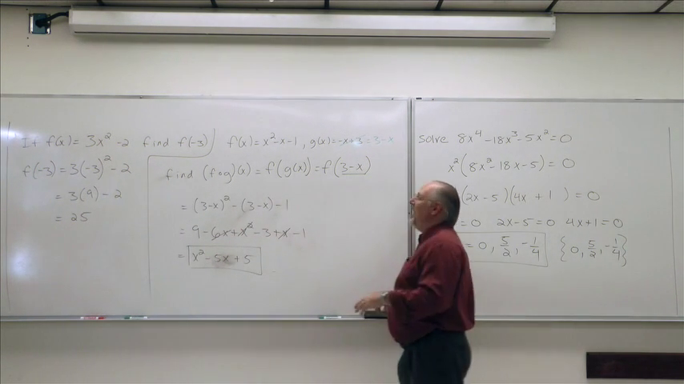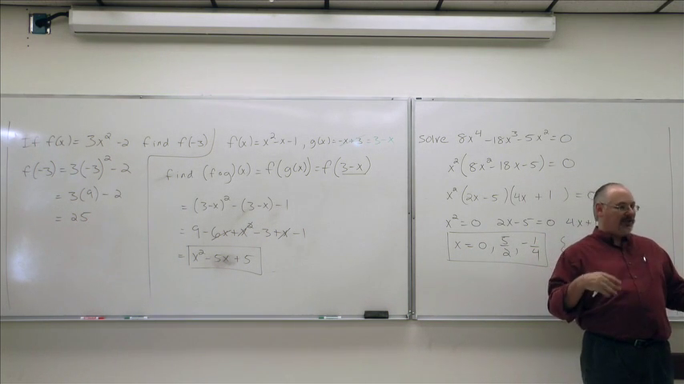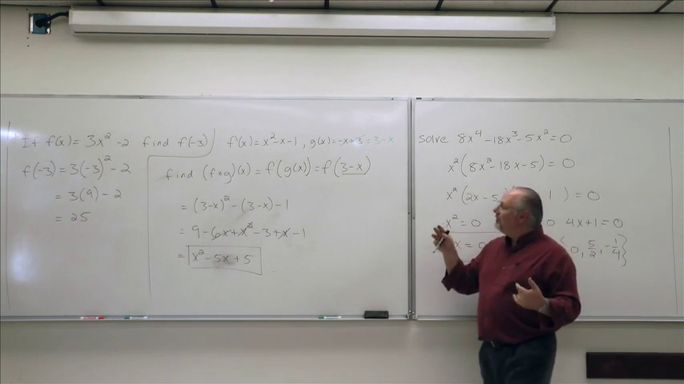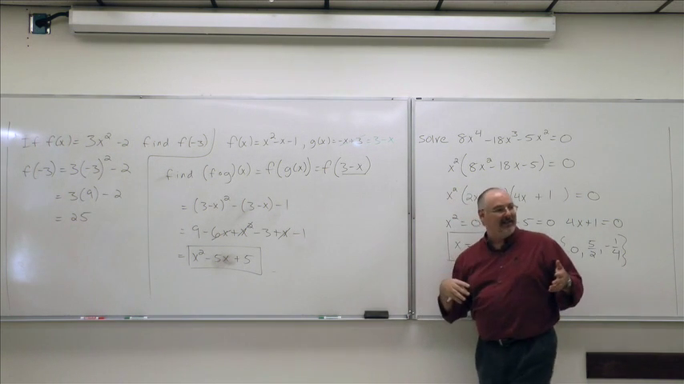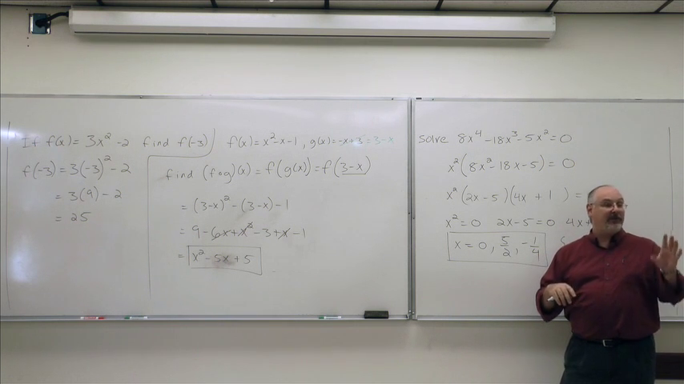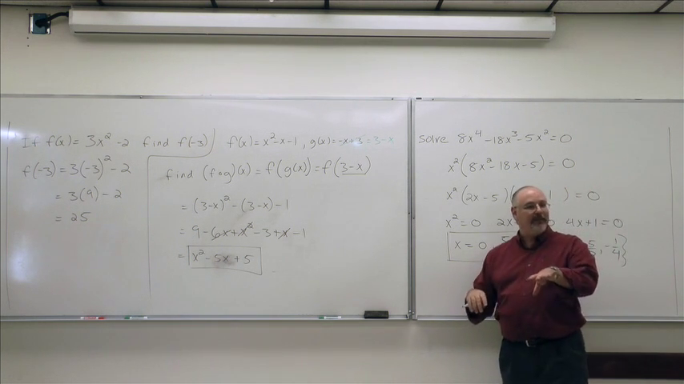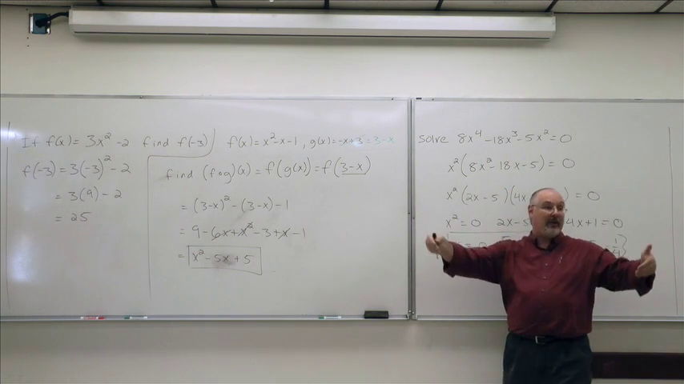Now you can have any combination with these. You can have f of f, g of g, g of f, and f of g. You can do these in all kinds of different combinations. You can even do triples. You can do f of g of h. And you just plug one into the next from the inside out.